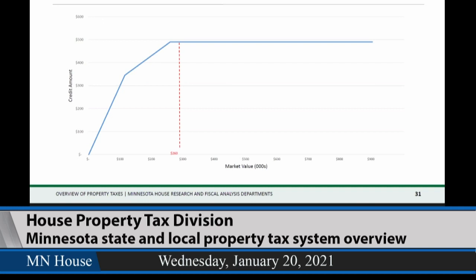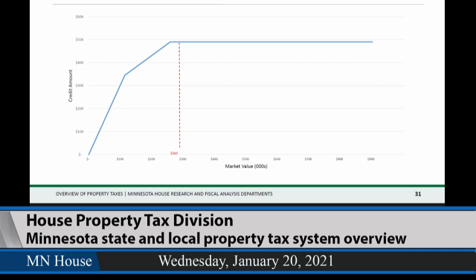Ms. Schill mentioned that there are state aids that the state uses to provide property tax relief. Another mechanism that's used for property tax relief is property tax credits. And one of the credits is highlighted on this slide here, and that's the agricultural market value credit.